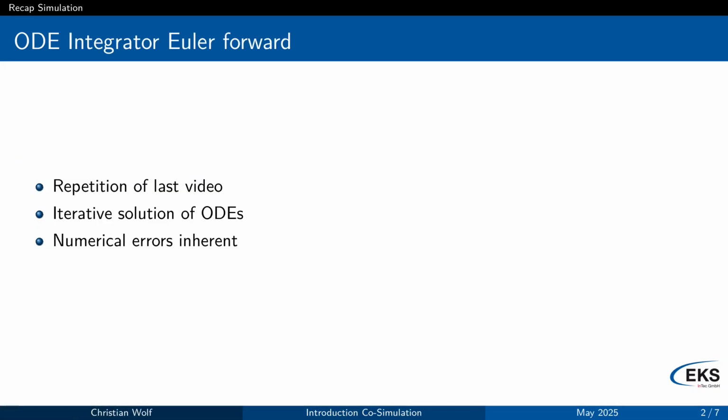You remember maybe we had this Euler forward integrator system in the last video where I just want to remind you this was an iterative solution to solve ordinary differential equations, and there were some numerical errors involved. We start with this basic principle that we have integrators, and now we go into co-simulation. So this is the pre-step, what we need, this general integrator principle to understand the co-simulator.